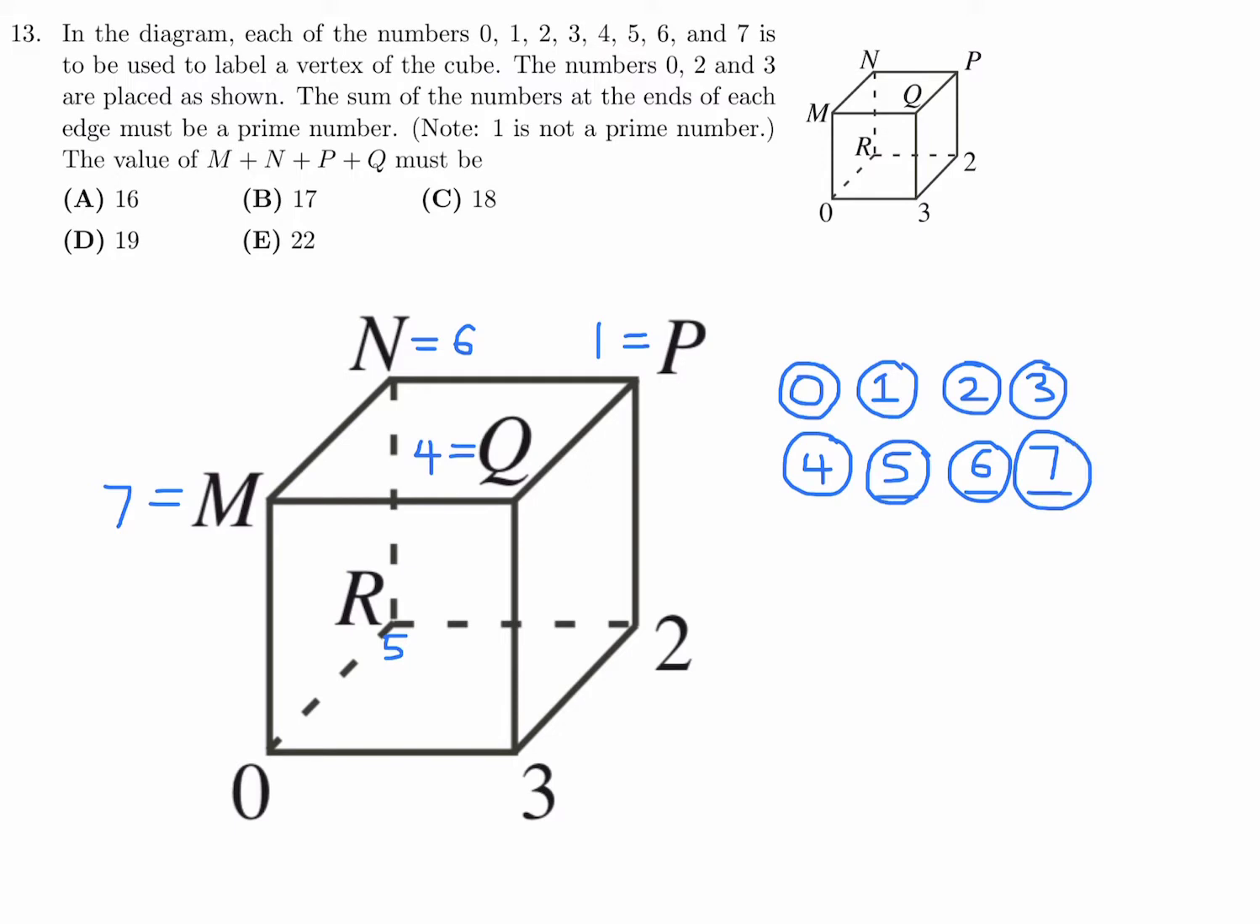So now let's figure out the value of M plus N plus P plus Q. That is going to be 7 plus 6 plus 1 plus 4. And that is equal to 13 plus 5, which is 18. So number 13, the answer is 18, which is choice C.